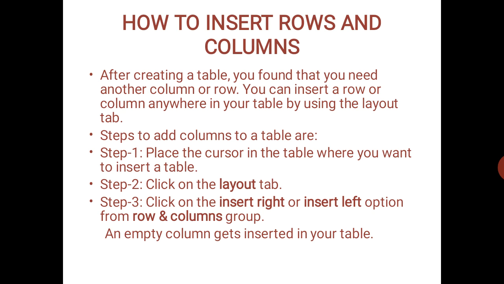How to insert rows and columns. After creating a table, you found that you need another column or row. You can insert a row or column anywhere in your table by using the Layout tab. Steps to add column to a table are: Step 1. Place the cursor in the table where you want to insert a column. Step 2. Click on the Layout tab. Step 3. Click on the Insert Right or Insert Left option from the Rows and Columns group. And empty columns will get inserted in your table.